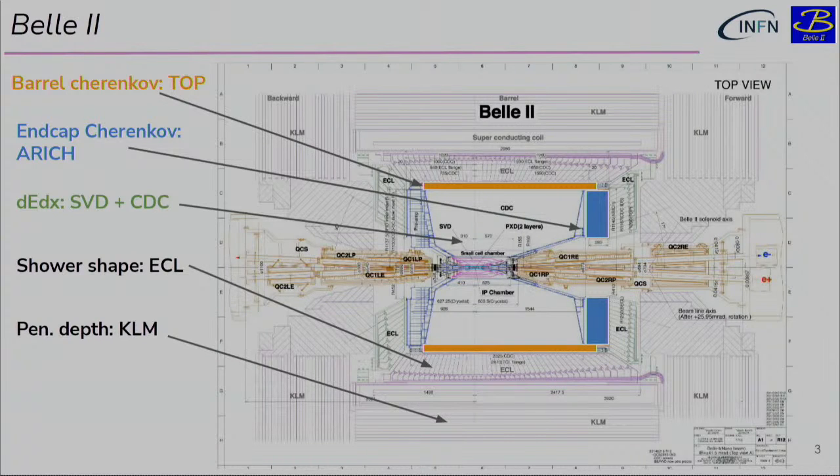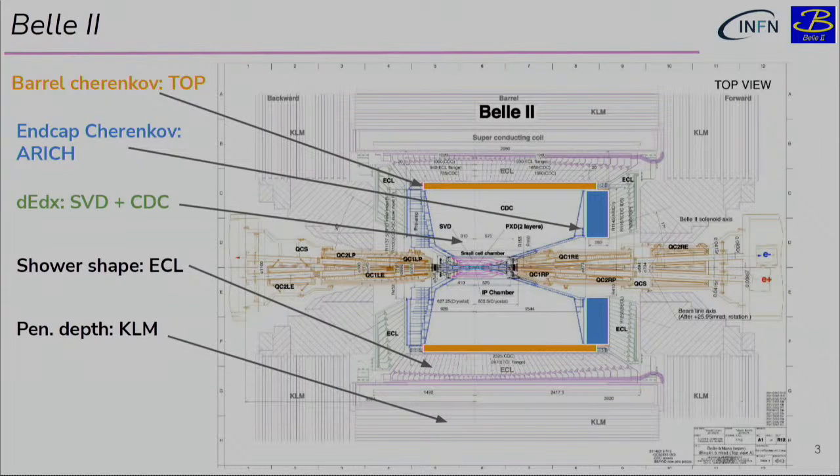Now, if you really want to be picky, every single subsystem contributes somehow to particle identification, because we have measurements of the dE/dx from basically every single tracking system, except the inner pixels, which are not giving anything. And we have a measurement of the shower shapes in the calorimeter, which are now getting quite refined, so we can also do hadron identification with them, and then the muons.